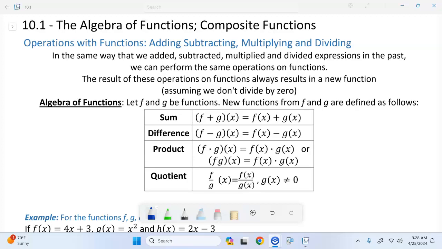Whenever we multiply them, we get a new function. Whenever we divide them, we get a new function. The only thing is, when we're doing division, we just can't divide by 0. But outside of that, we will always get a new function, and it will retain a function. There are also some properties of both functions that will be inherited by the new function. Things like domain and range are inherited by the two functions that are being added and then applied to the new function.